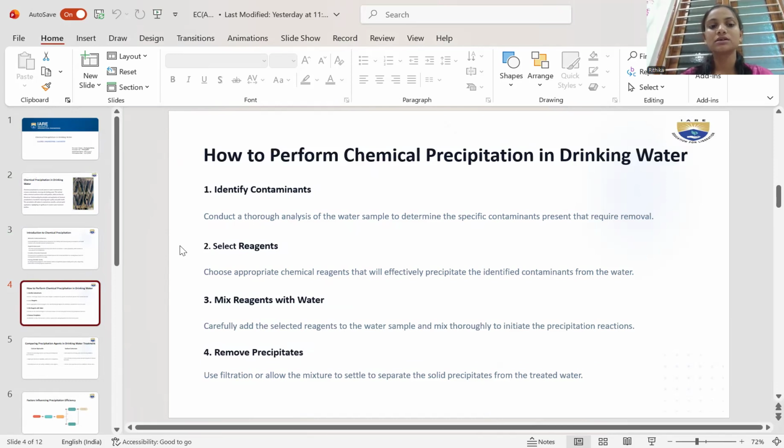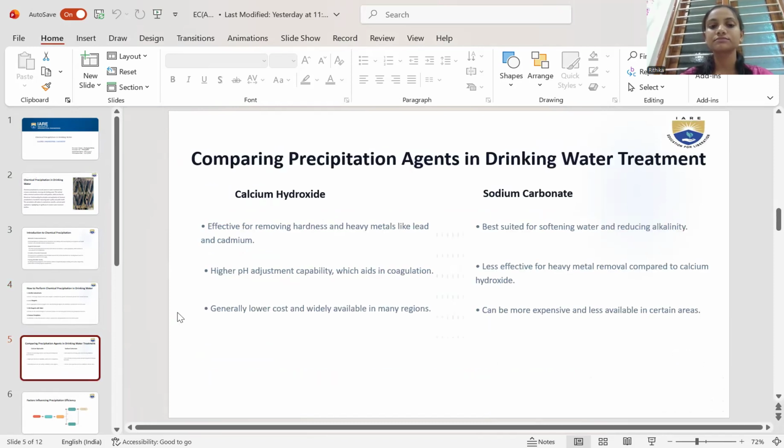Identify contaminants. Conduct a thorough analysis of the water sample to determine the specific contaminants present in that water requiring removal. Select reagents. Choose appropriate chemical reagents that will effectively precipitate the identified contaminants from the water. Mix reagents with water. Carefully add the selected reagents to the water supply and mix thoroughly to initiate the precipitation reaction. Remove precipitate. Use filtration or allow the mixture to settle to separate, then remove the solid particles from the treated water.